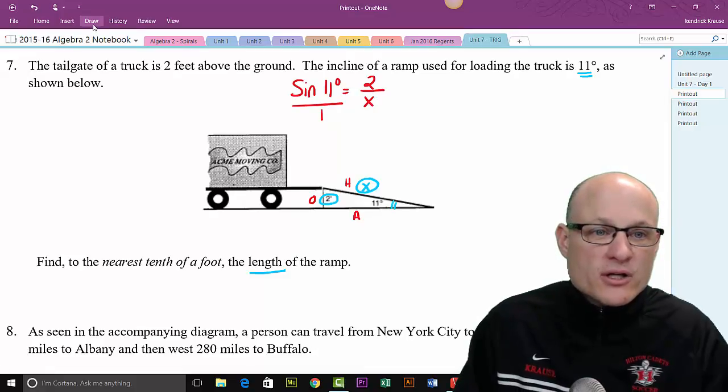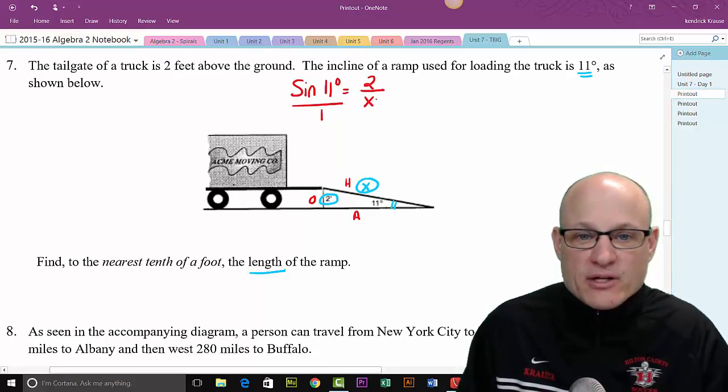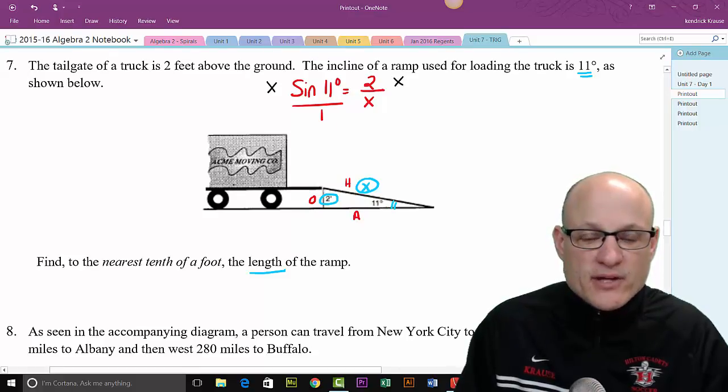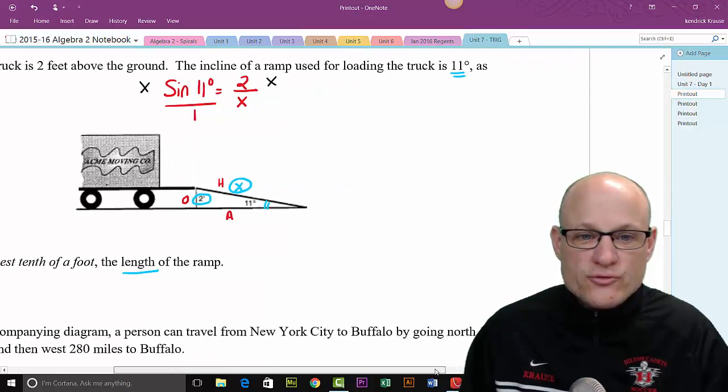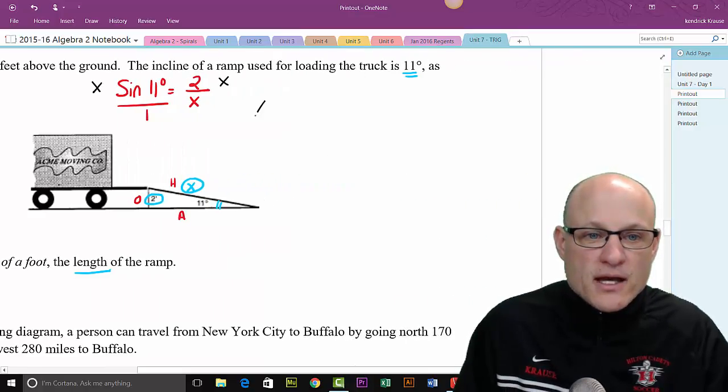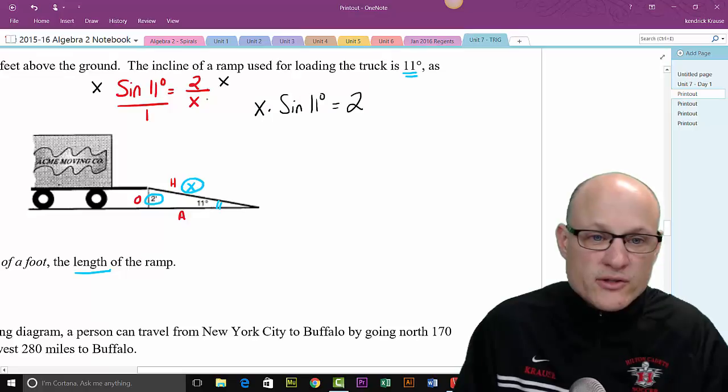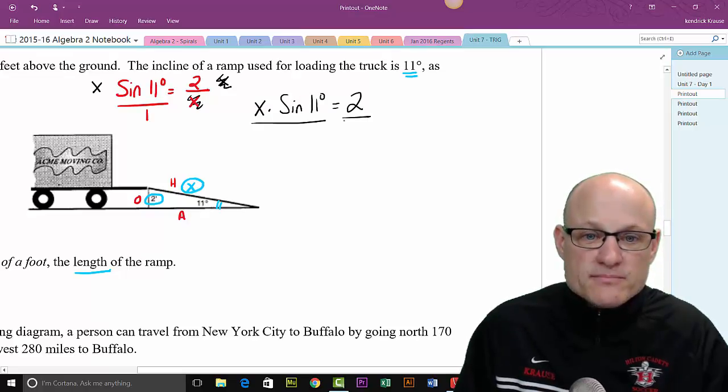So what we're going to do is multiply both sides by a common denominator, which in this case is x. We're going to multiply this side by x and this side by x. So what I get is x times sine 11 degrees is equal to 2, because these cancel. Divide by sine 11.